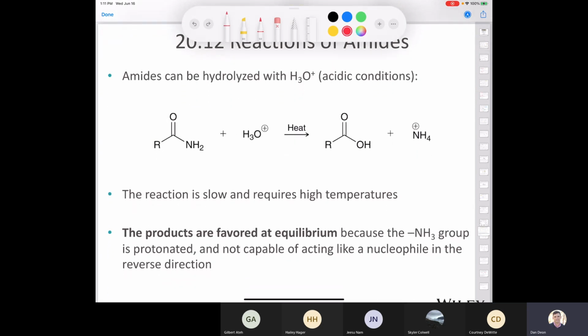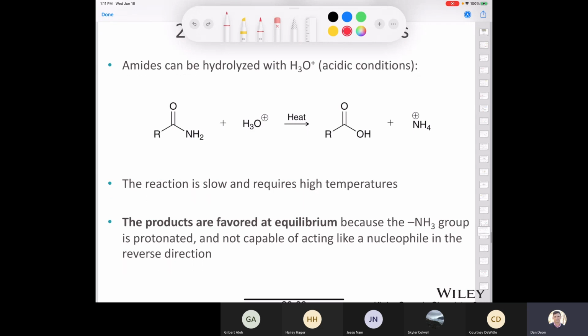What else does it say here? It says the products are favored at equilibrium, because the ammonia that's produced during the reaction gets protonated and you form ammonium, right? I already told you that. But the reason is that once you have ammonium, there's no way the reaction can go in reverse, because this could never act as a nucleophile. That can never happen because it's got a positive charge on it like that.